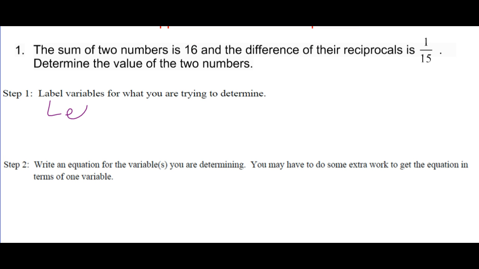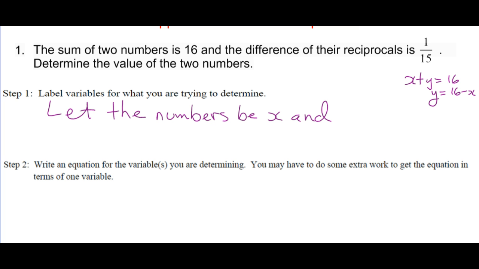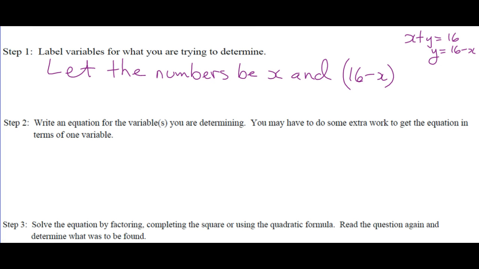We could do that, but we actually know a little bit something about it. So let the numbers be x and 16 minus x. So we know that these two numbers add up to 16. You could say x plus y equals 16, so y is equal to 16 minus x. If you want to introduce the other variable, do it on scrap paper, because we don't really need two variables here. Everything's just in terms of x. Make sure there's brackets, actually parentheses, around this.